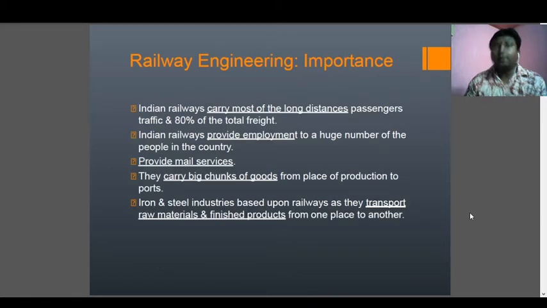Next, what is the importance of railway engineering, meaning why we study this subject. Basically, the Indian Railway carries most of the long-distance passenger traffic and 80% of the total freight.